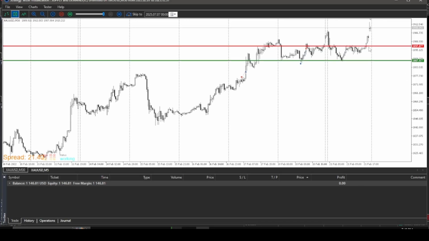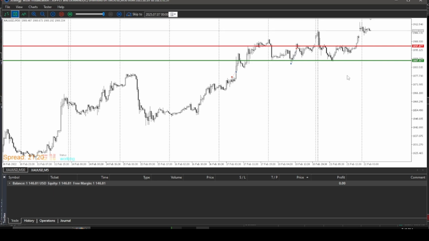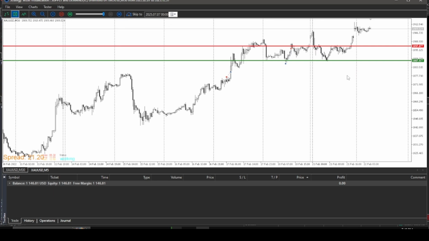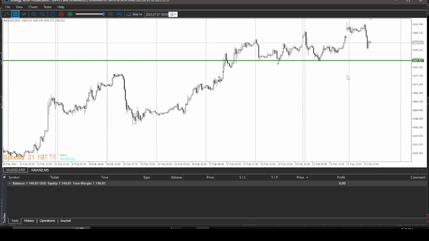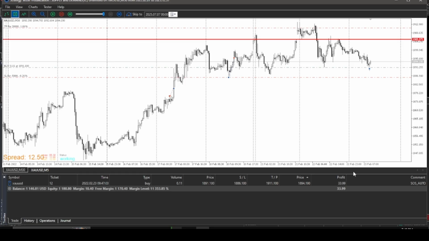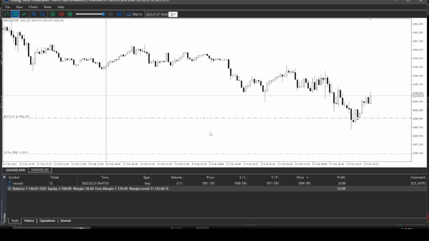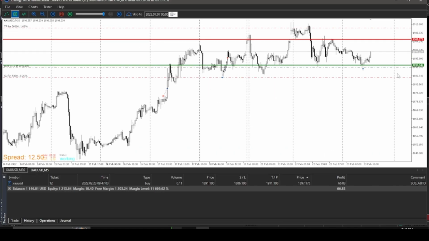Okay, so this supply zone has failed, so it will be deleted. Now we have a demand zone here. It's taking a buy trade here. So let's check on the 5 minutes time frame. You can see we have this bullish engulfing candle engulfing this bearish candle, and then we took the trade.